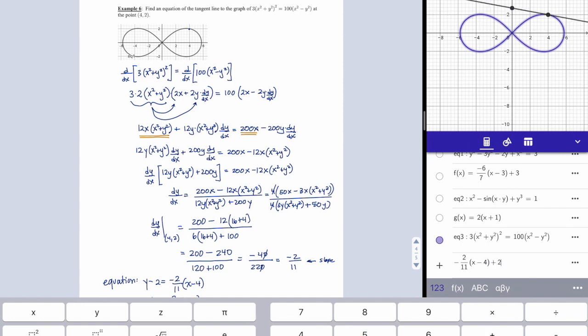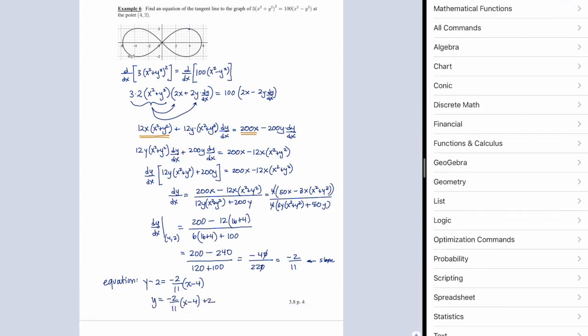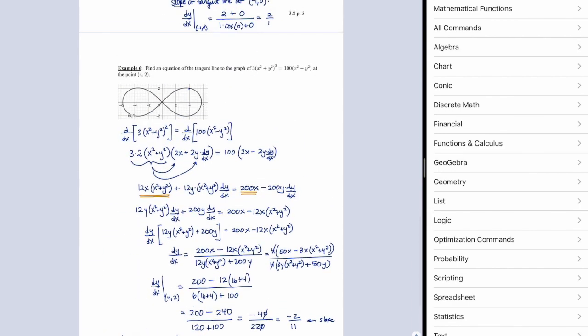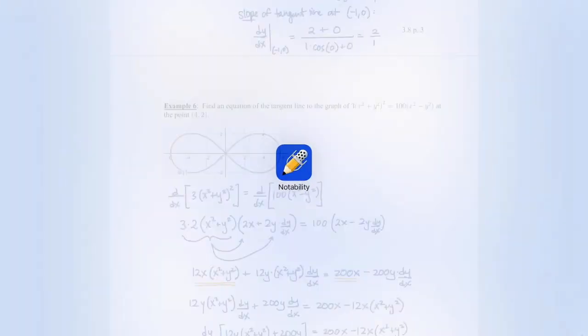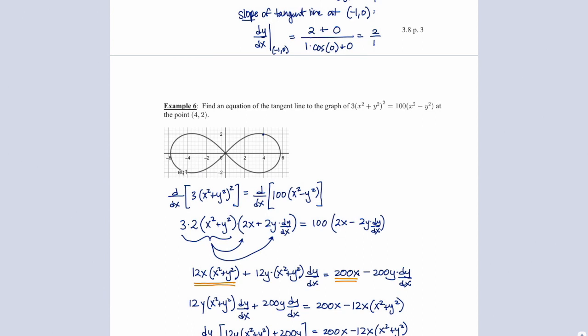So that looks just like we'd like it to look. Looks like we did everything just fine. And I think that's the end of that section. So hopefully you're seeing how this process works for implicit differentiation. We'll certainly get more practice with this in class.